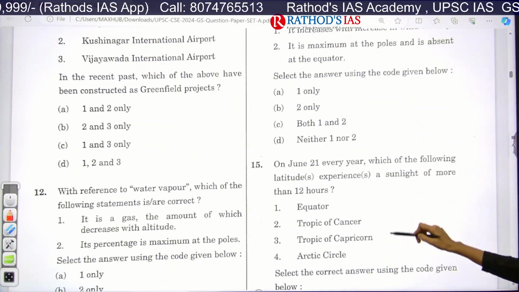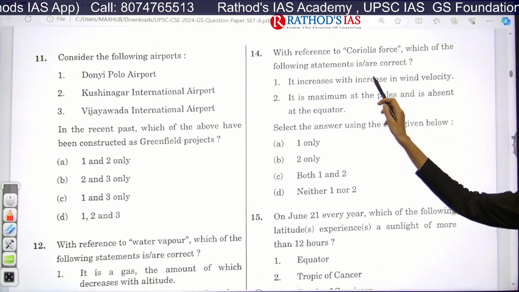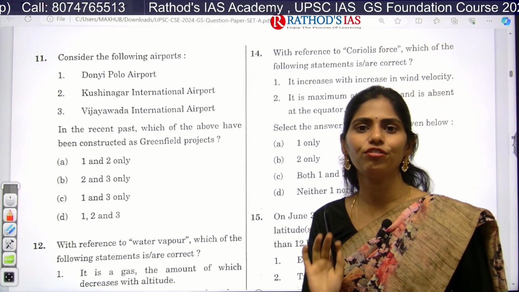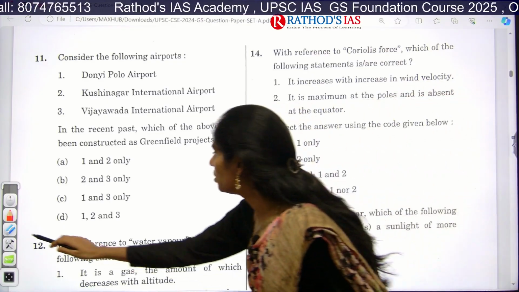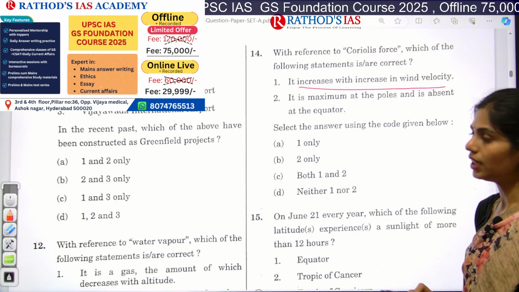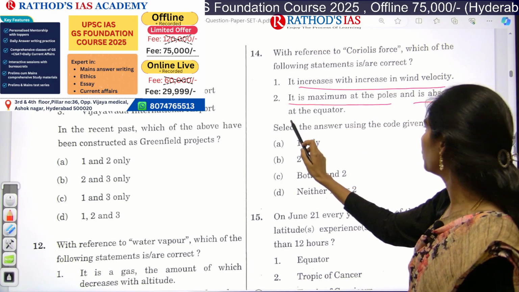And the next one is the 14th question. With reference to Coriolis force, which of the following statements is correct? And this Coriolis force is also a repeated theme of geography. So the first statement here is: it increases with wind velocity. The next one is: it is maximum at poles and it is absent at equator.